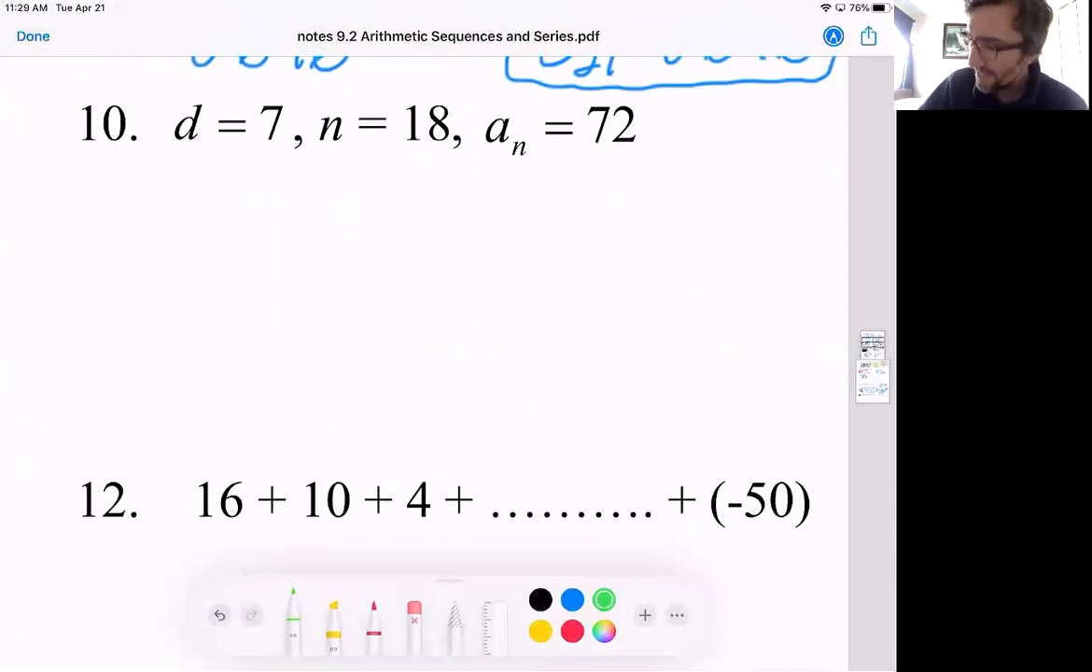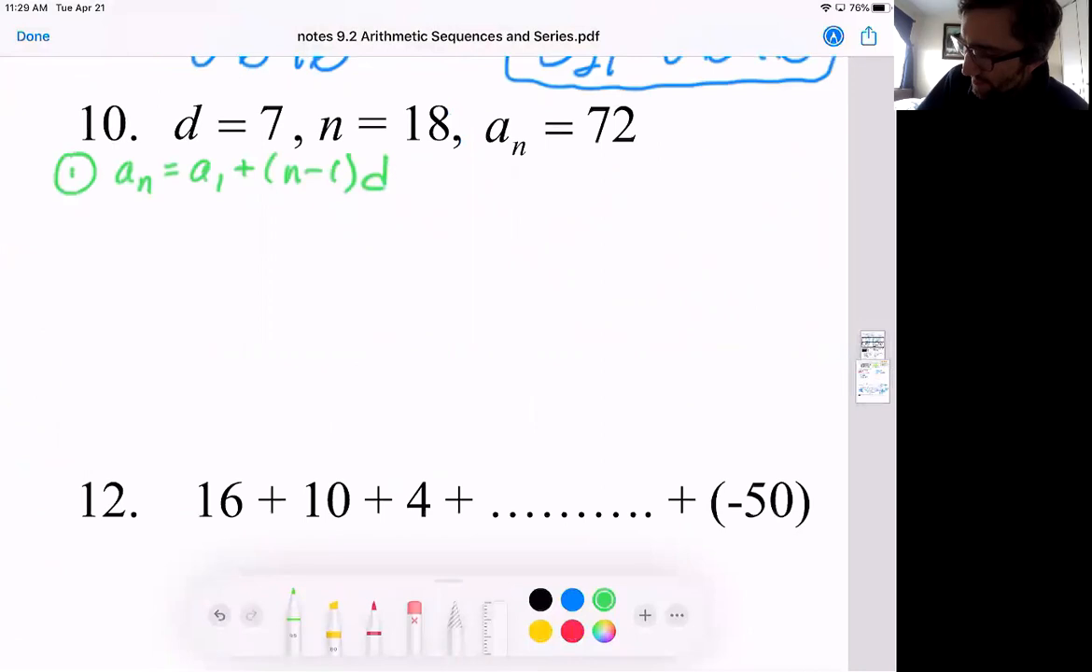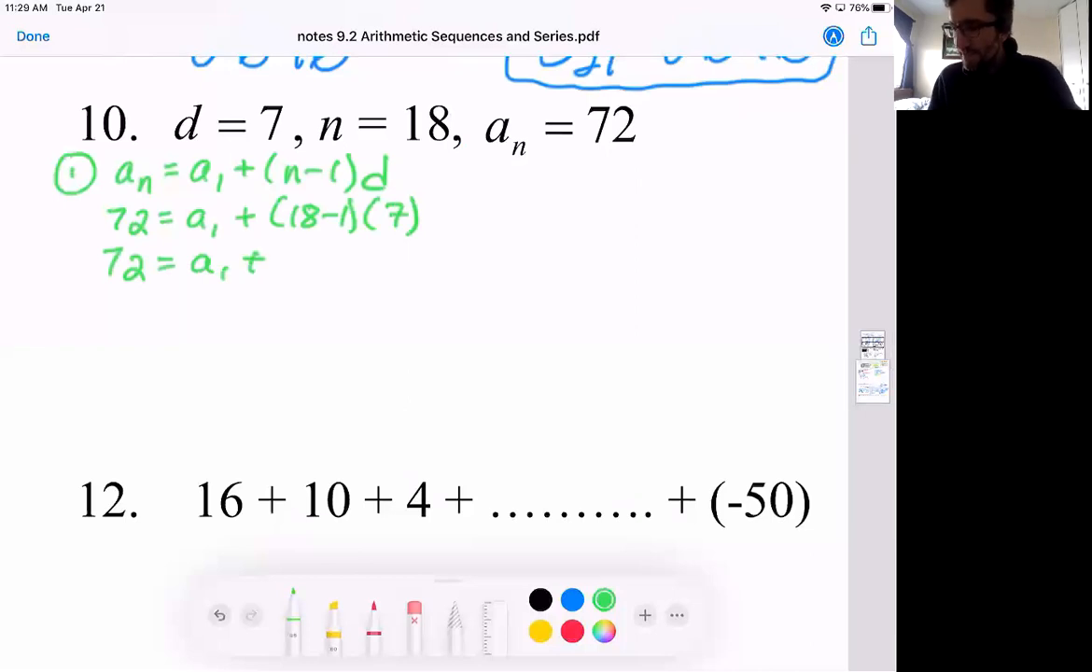Do it in green. We're going to first use this formula, a sub n equals a sub 1 plus n minus 1 times d. So a sub n is 72. A sub 1 is what we're looking for. n is 18, and d is 7. Solving this, 72 equals a sub 1 plus 17 times 7, which is 119.